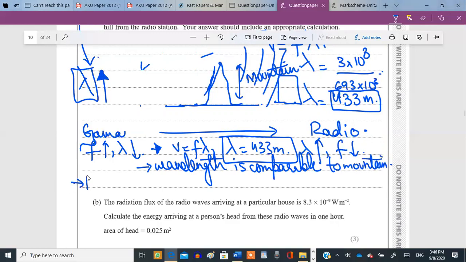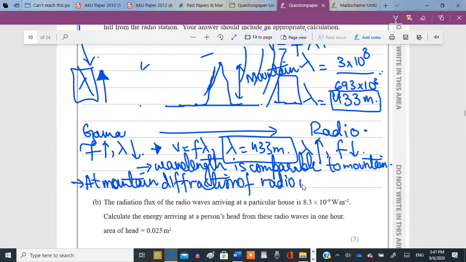And then you say that at the mountain, diffraction of radio waves occurs. And then you say that as they are diffracted, they reach the consumer. You also need to mention that the mountain is your obstacle, compared to the mountain, which is your obstacle.